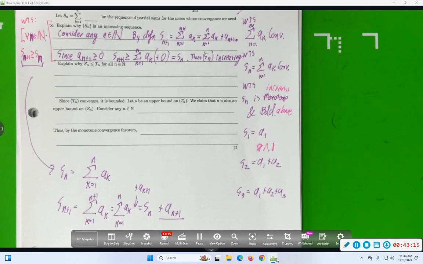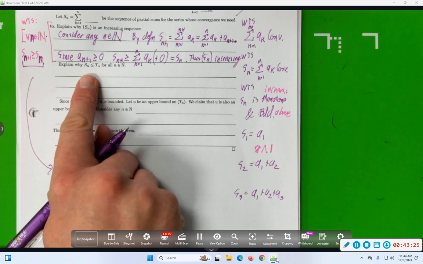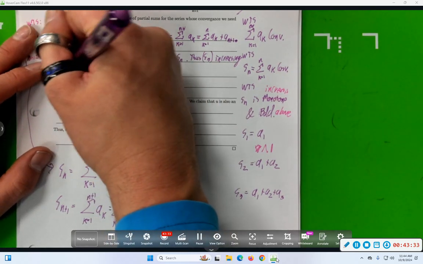AKs are less than BKs. If you add up AKs, you get something less than when you add up BKs. And I don't know, maybe it makes sense to do that inductively. I think that's the best way to rigorously do that. So let's use induction.